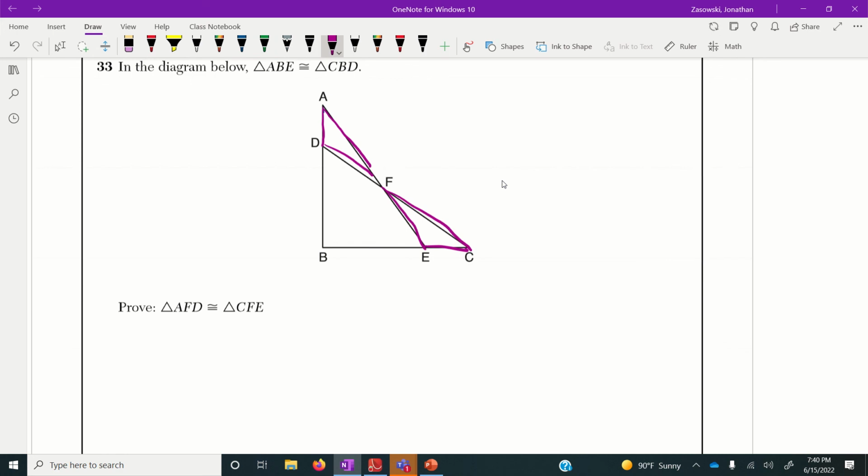All right, so a few things you can already see, hopefully, just by looking at them. I'm just going to retrace these. Number one, we have vertical angles here right away. So we can get this angle here, all right, equal to this angle right there.